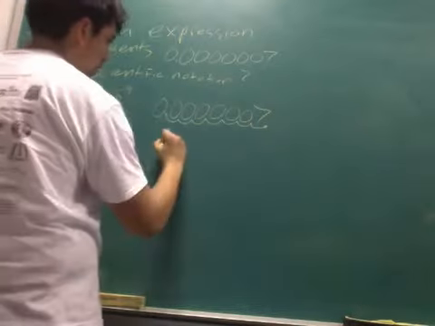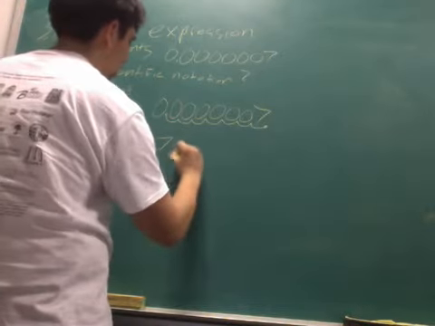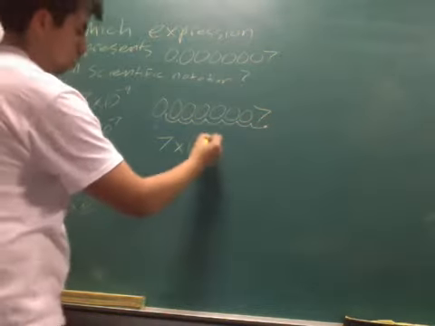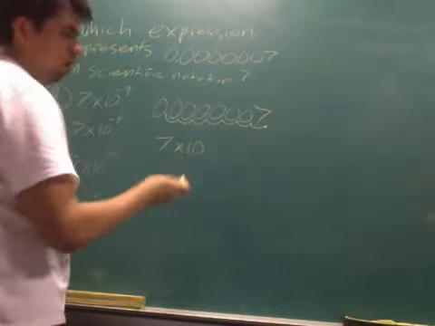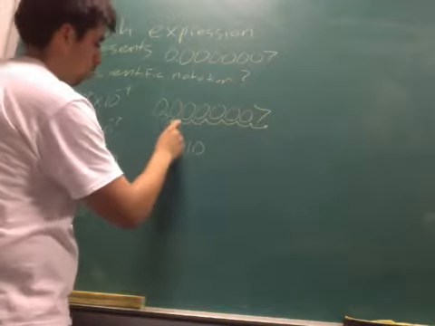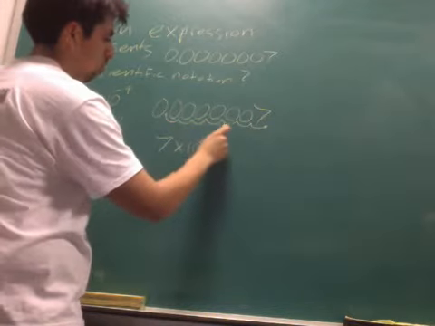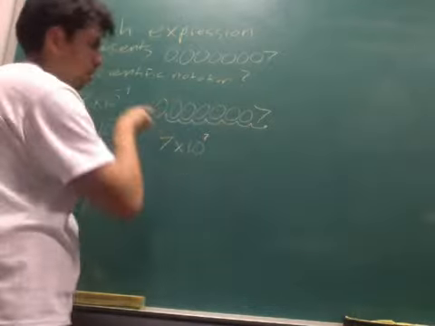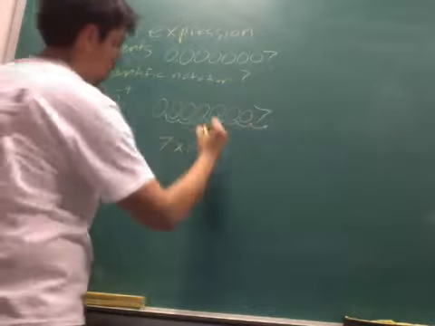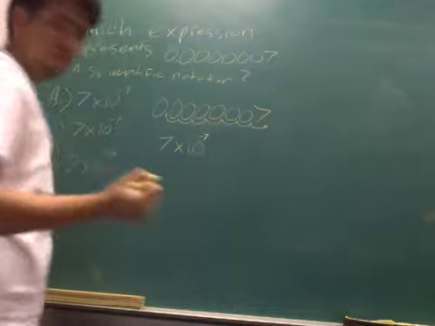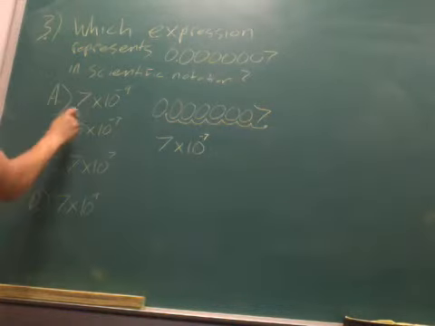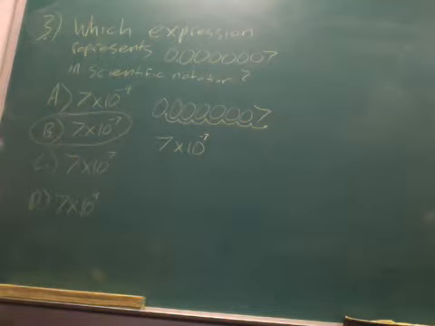So the number will be written as 7 times 10 to, now what power is going to go up here? Well, how many times did we move it? 1, 2, 3, 4, 5, 6, 7 times. But this time we moved it to the right. That means it's going to be a negative 7. So the answer is B for that one. Alright.